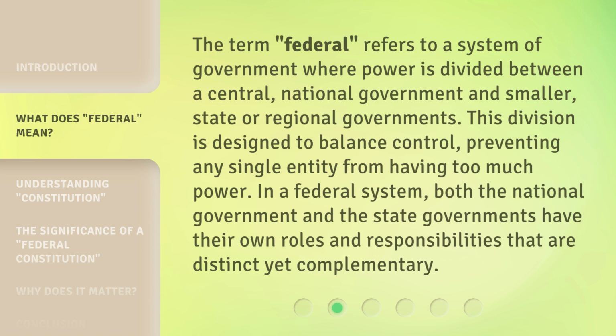The term federal refers to a system of government where power is divided between a central, national government and smaller, state or regional governments. This division is designed to balance control, preventing any single entity from having too much power. In a federal system, both the national government and the state governments have their own roles and responsibilities that are distinct yet complementary.